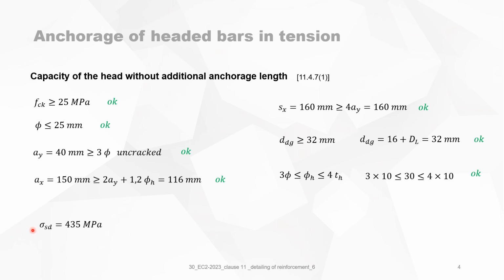And then, because all those conditions are fulfilled, we can just assume that the tensile stress in the anchored headed bar is 435 megapascal in ULS persistence. So the total force that you can take is 435 times the cross section, which is 34 kilonewton. So it's bigger than 30. So this headed bar is okay. And we don't need any anchorage length. It's only the head of the bar that can take the full anchorage on its own.